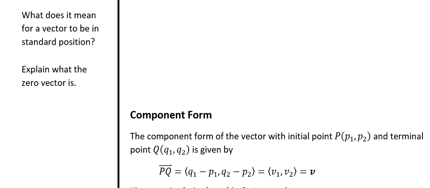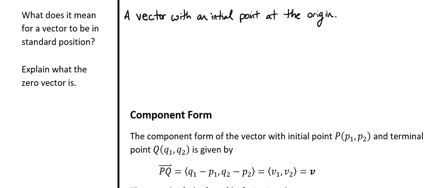Well, you see, a directed line segment whose initial point is the origin, which is (0, 0), is often the most convenient representative of a set of equivalent directed line segments. So this representative of the vector v is what we call in standard position.